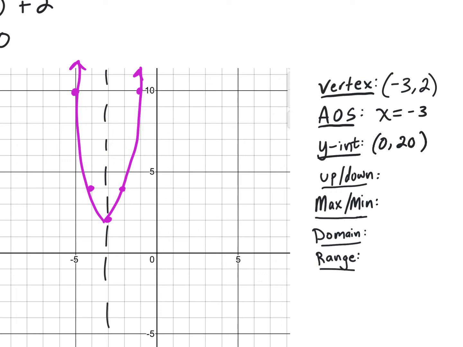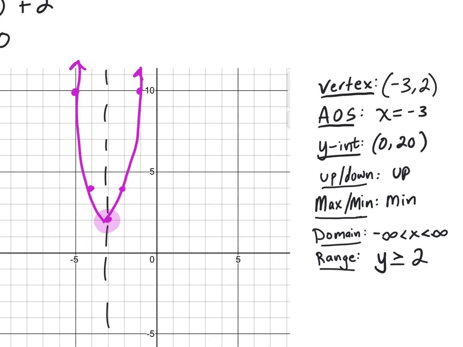I can see from my graph that it opens upwards, which means that my vertex is a minimum value. I can see that, this is the lowest point of my graph. The domain for all quadratics is infinite. So we go from negative infinity to positive infinity. And our range here is going to be that y is greater than or equal to the y coordinate of my vertex.